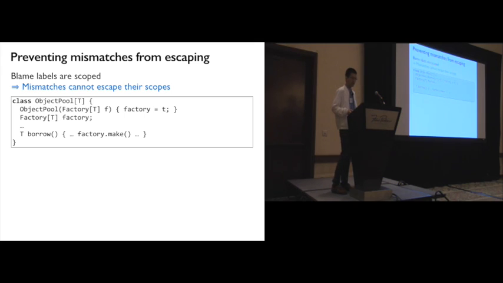Consider this ObjectPool class. It uses a factory to support object pooling. Its borrow method makes a method call on the instance variable factory to create a new object if there is no idle object in the pool.